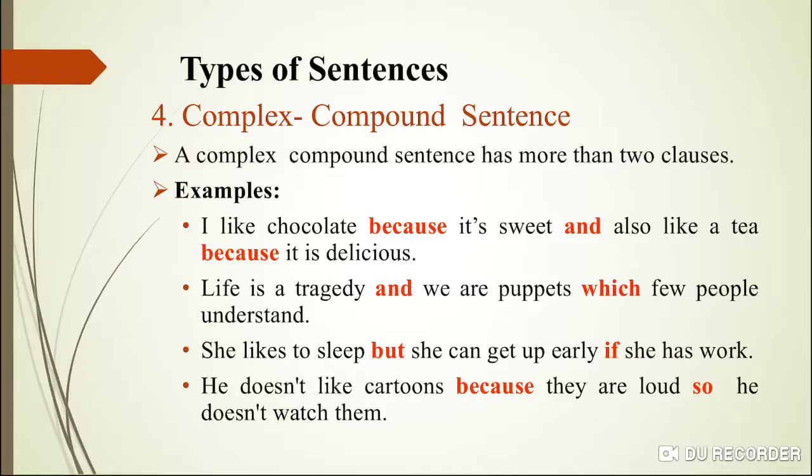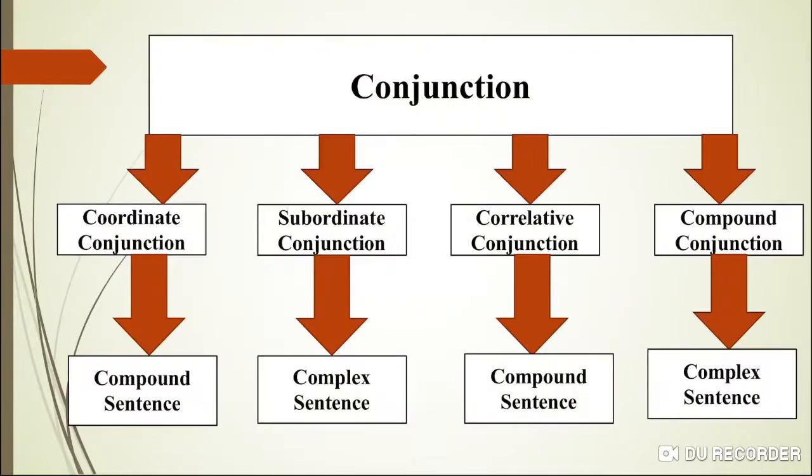life is a tragedy. This one is one sentence, and we are puppets. With the help of and, 2 sentences are put together, which few people understand. With the help of subordinate conjunction you can see the third part is related with the first 2. So these are complex compound sentences.